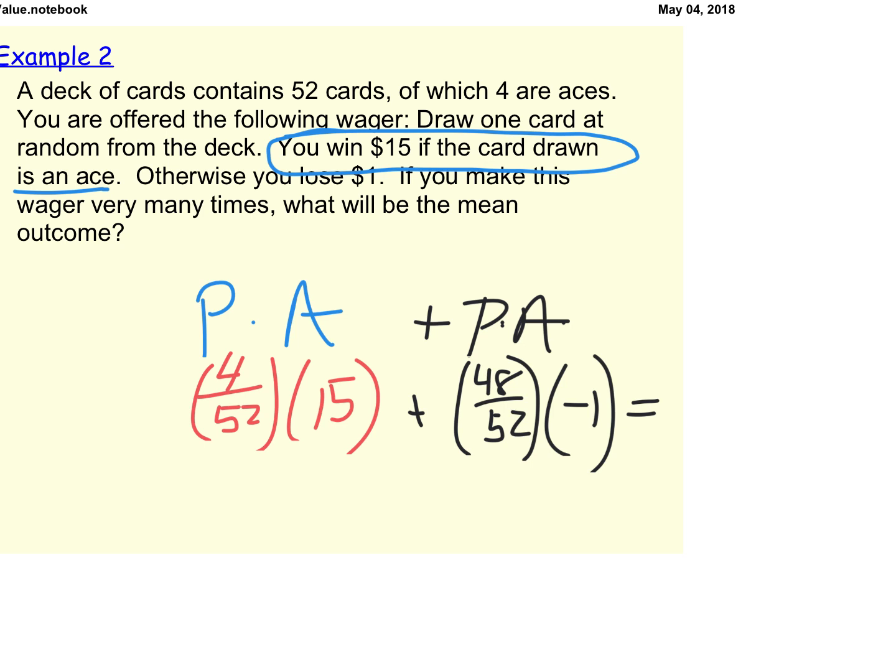Remember, put parentheses around the 4 over 52, and it'll work a lot better. And the 48 over 52 also needs parentheses. You could reduce it, but you don't have to.